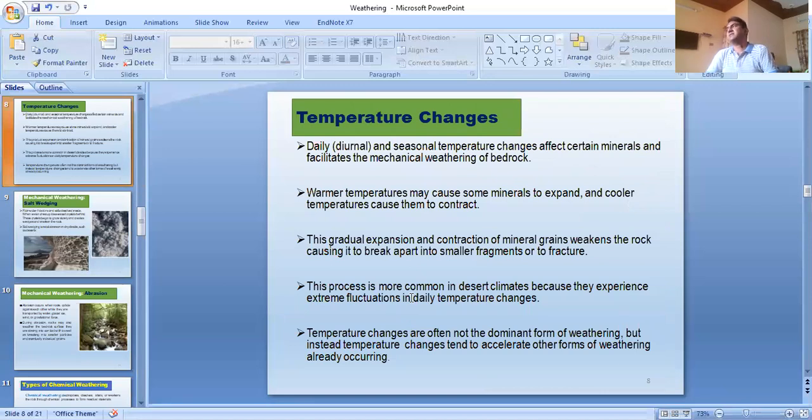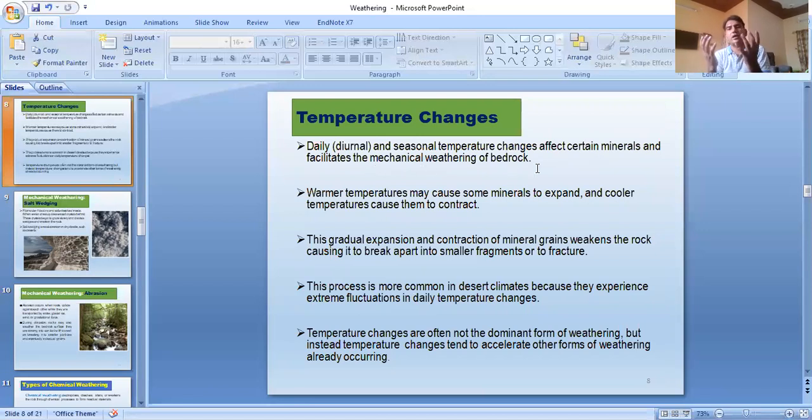Temperature changes are a very important agent of weathering. It depends on which conditions you are in. Weathering is more active when there is a harsh climate, either high or torrential rainfall, or high temperature, or maybe low temperature. Wherever there is a harsh climate, weathering starts to quicken or speed up. Daily or seasonal temperature changes affect certain minerals and lead to mechanical weathering.